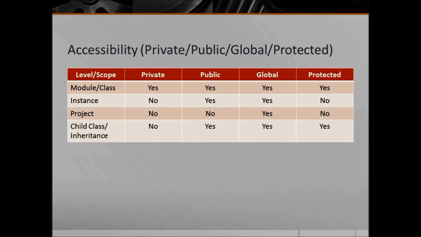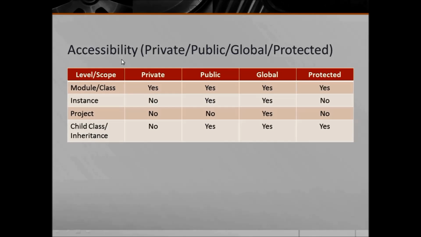Alright, now we talk about accessibility. Previously, in constants, in variables, even functions, you can actually put the keyword accessibility in front of the declaration of the function. Accessibility is actually the level or scope of the function or variable being declared. There are 4 different values that can be put in place of the accessibility keyword, namely private, public, global, and protected.